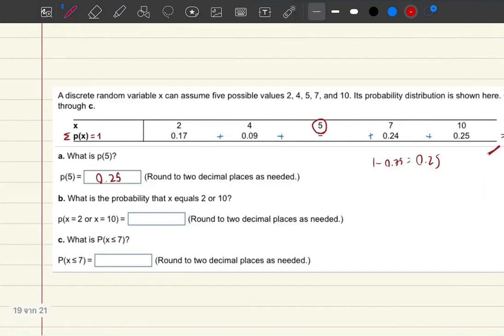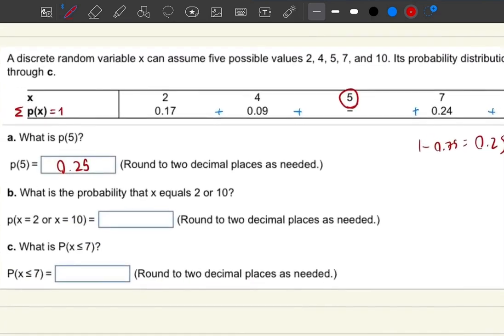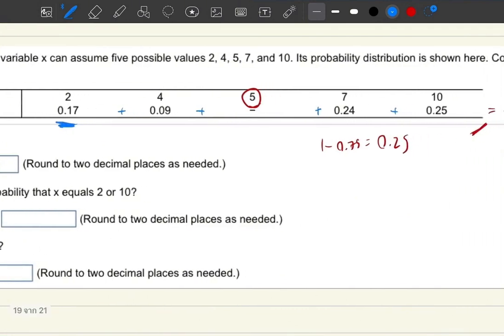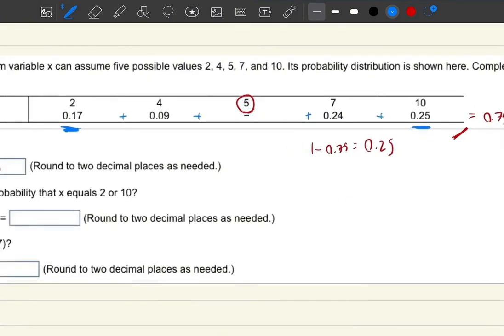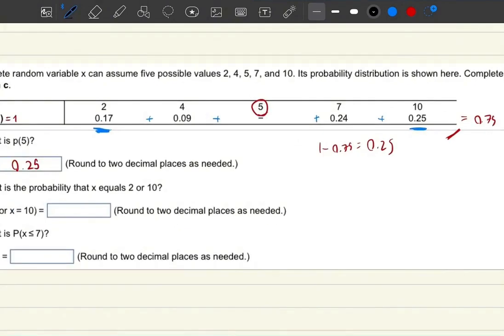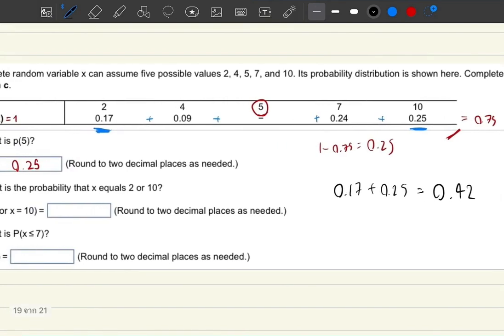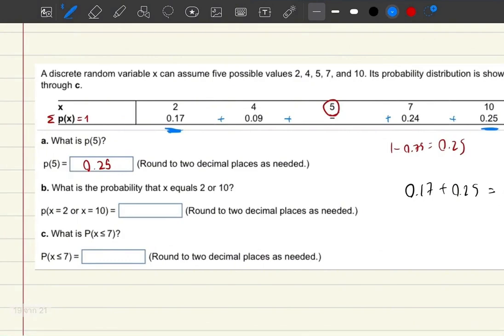The next one is, what is the probability that x equals 2 or 10? So 2 is over here. The probability is 0.17. And 10 is here, 0.25. So we're gonna sum it up. 0.17 plus 0.25 is equal to 0.42. So the answer is 0.42.